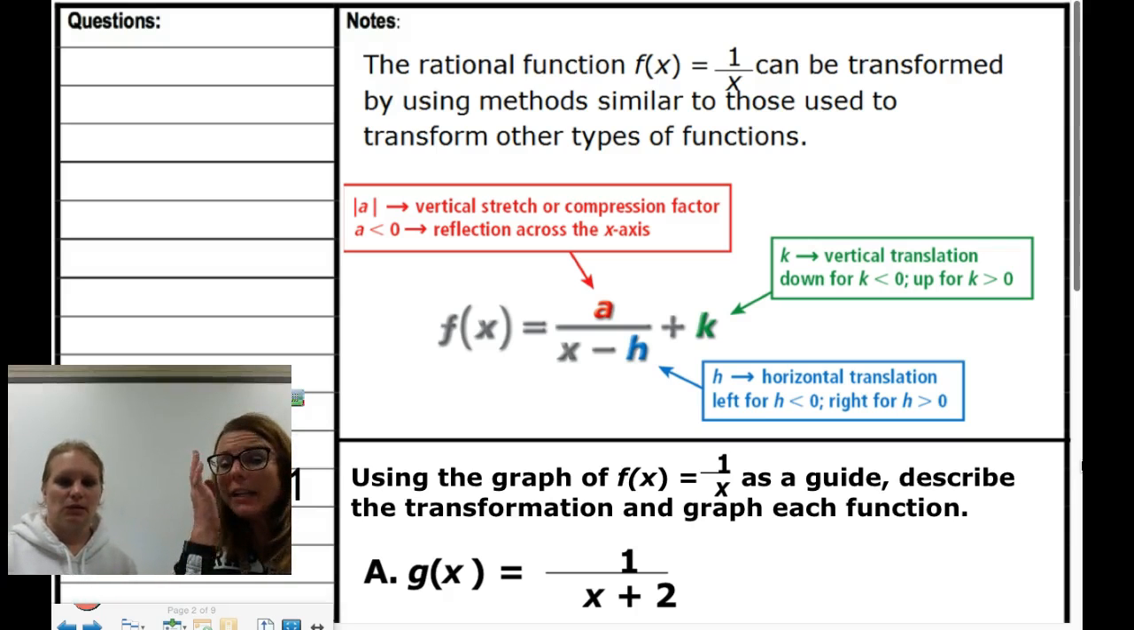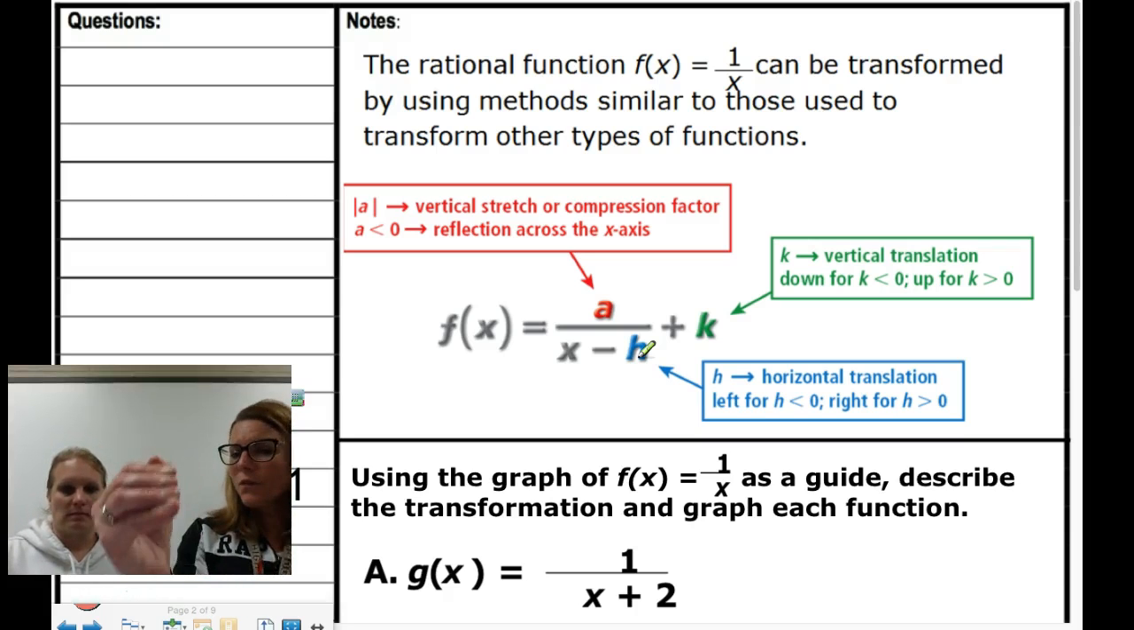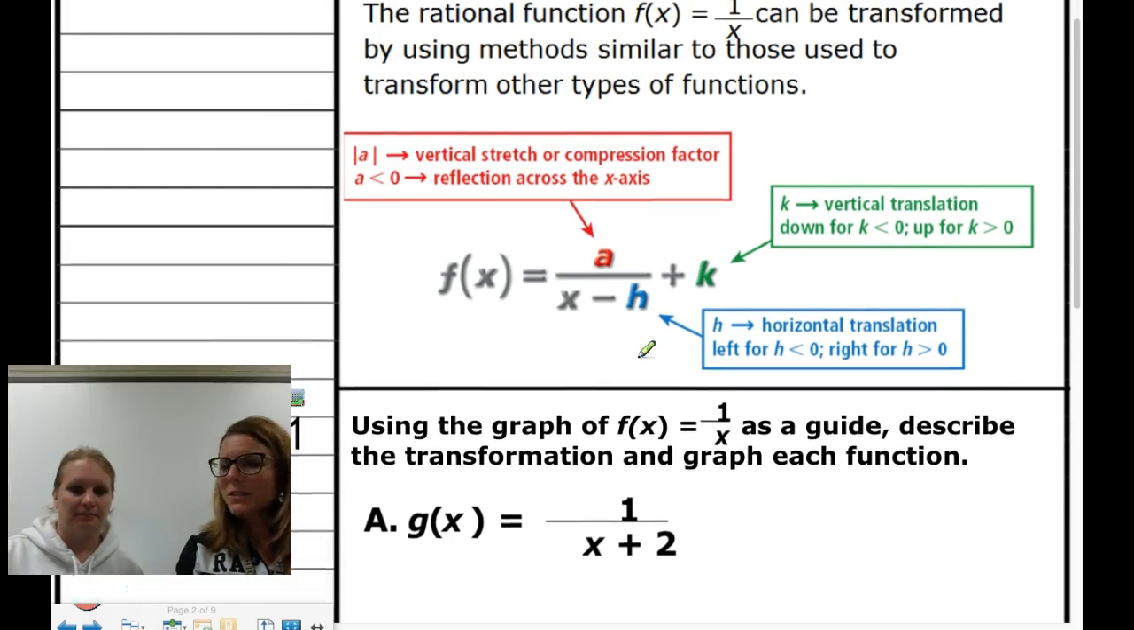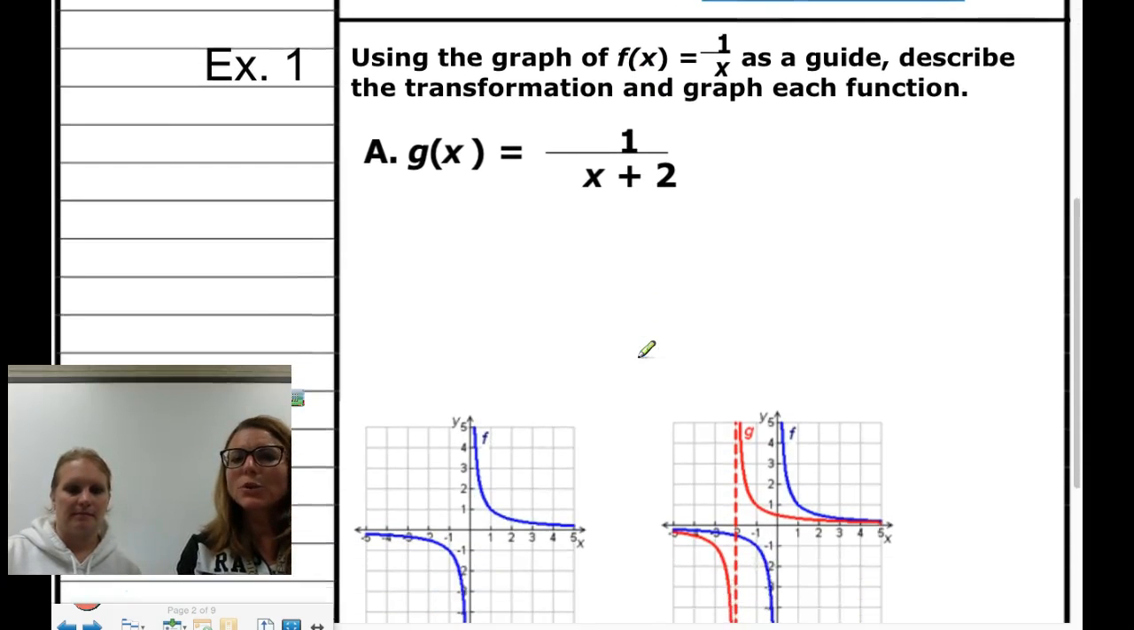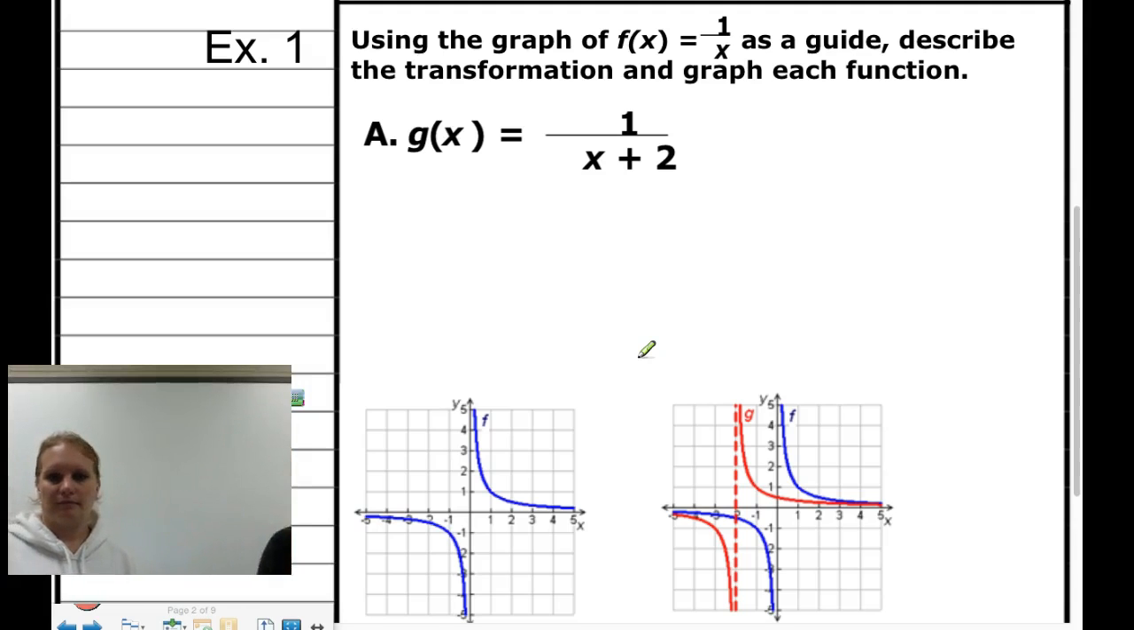The h represents our movement horizontally, left or right. And our k is our movement up or down. So is h the opposite of what we think? Yes. So if our function is in this form, it's really easy. So let's do an example. Using the graph of f of x equals 1 over x as a guide, describe the transformation and graph each function.